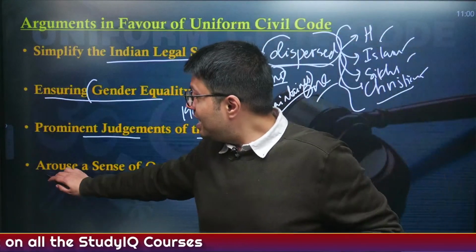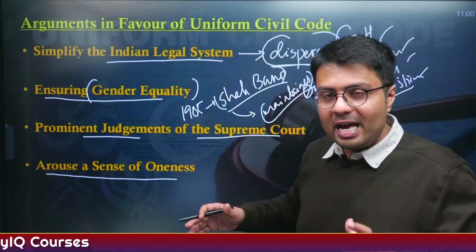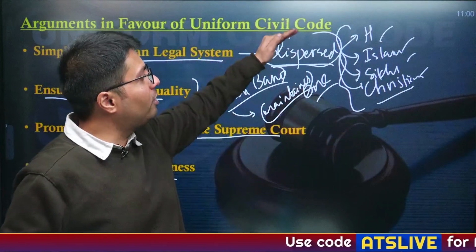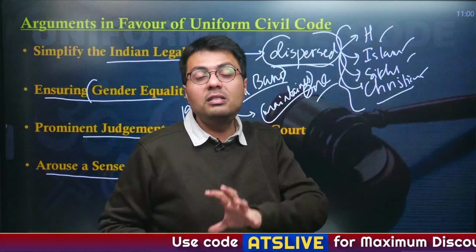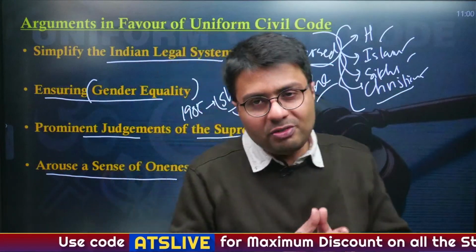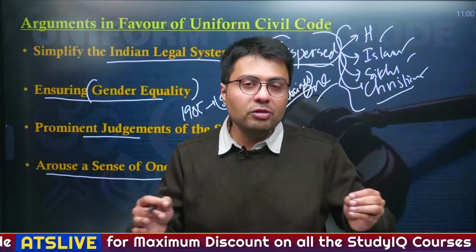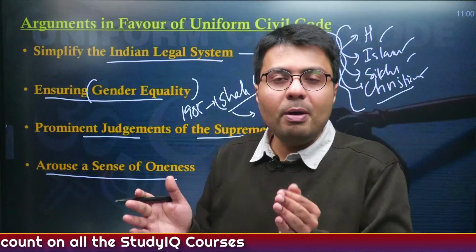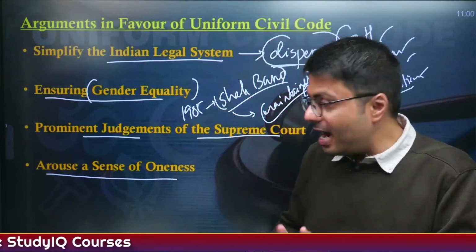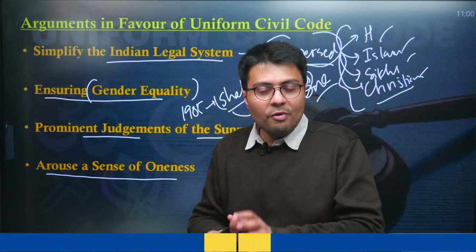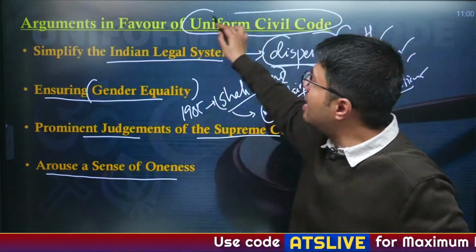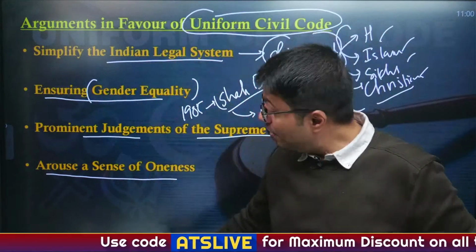Also, there is a need to bring a sense of oneness in India. As I've already told you, whenever there are separate sets of laws for different communities, it breeds communalism, which is detrimental to any diverse and democratic country like India. So as to reduce the divide that exists in the country and to promote a sense of oneness, we need one set of laws, which is the Uniform Civil Code. So these are the arguments that demand a Uniform Civil Code.